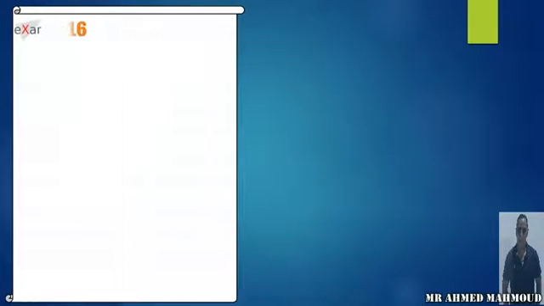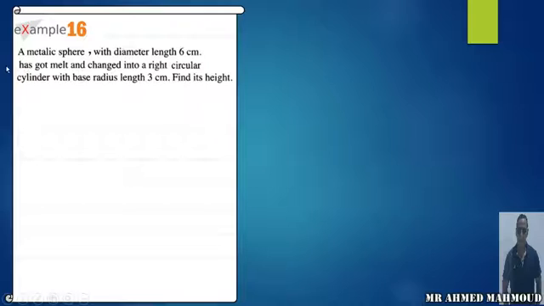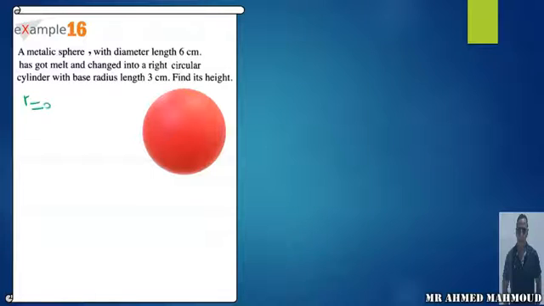The next example with us. Now we have a metallic sphere with diameter length 6 centimeters, which has melted and changed into a right circular cylinder with base radius 3 centimeters. Now we have a sphere like this, whose diameter equals 6, which means its radius equals 6 divided by 2, equals 3 centimeters. Now this is the radius length, and then I need to find the volume of this sphere.